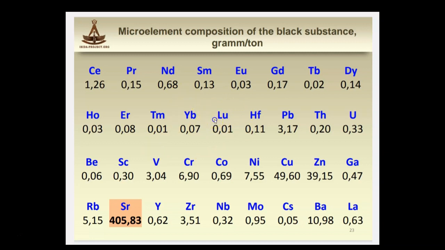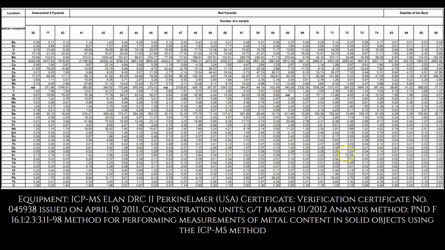So here is the original lab report of the mass spectrometry analysis, and it mentions in the report that this method is performing measurements of the metal content in solid objects using the ICP-MS method. So that answered my question as to why the non-metallic elements from the SEM scans did not show up on these results. These results are only discussing the metallic compound. And as you can see here, they took about 30 total samples from 3 different pyramids in multiple locations.